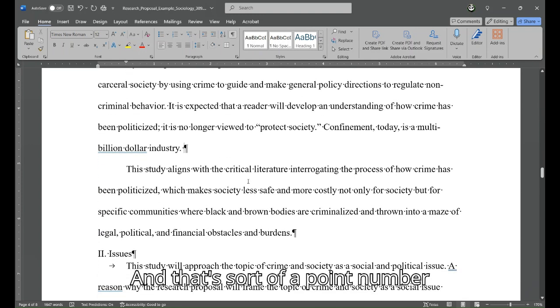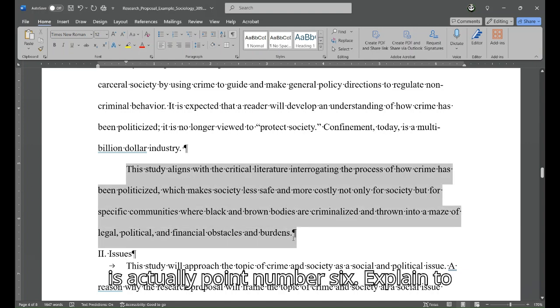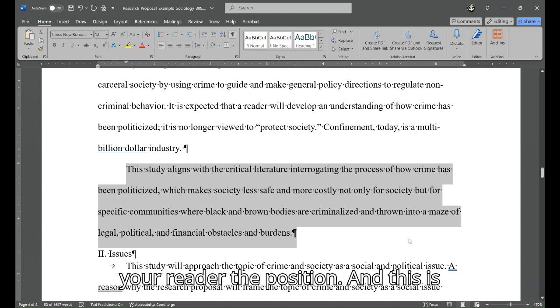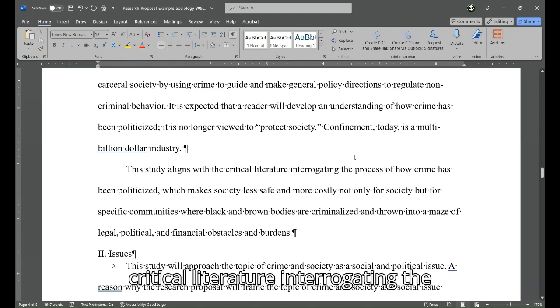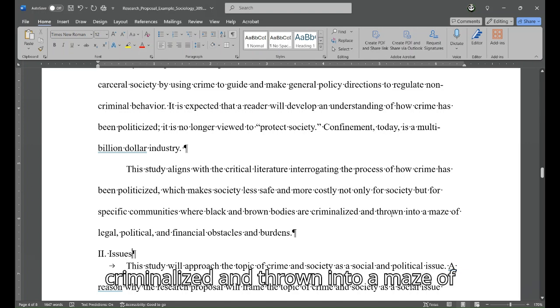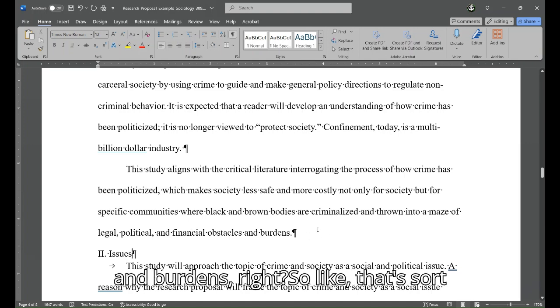Okay. And that's point number again 4 and 5. And then this section right here is actually point number 6. Explain to your reader the position, and this is what I wrote. This study aligns with the critical literature interrogating the process of how crime has been politicized, which makes society less safe and more costly, not only for society, but for specific communities where Black and Brown bodies are criminalized and thrown into a maze of legal, political, and financial obstacles and burdens.